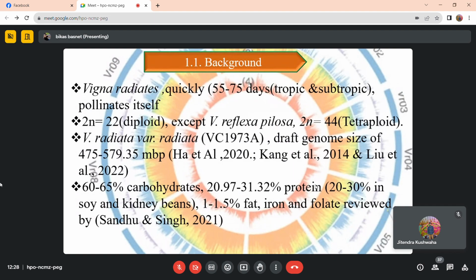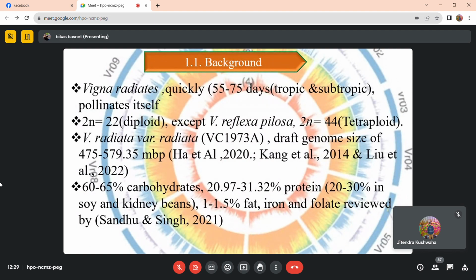Talking about the chromosome number, generally mungbean has a diploid chromosome number of 22, but one of the related species, Vigna reflexa-pilosa, is tetraploid in nature. And the interesting thing about my research is that one of my experimental varieties, VC1973A, was recently genome sequenced by Liu et al. 2022, with a draft genome size of 475 to 579.35 megabase pair.